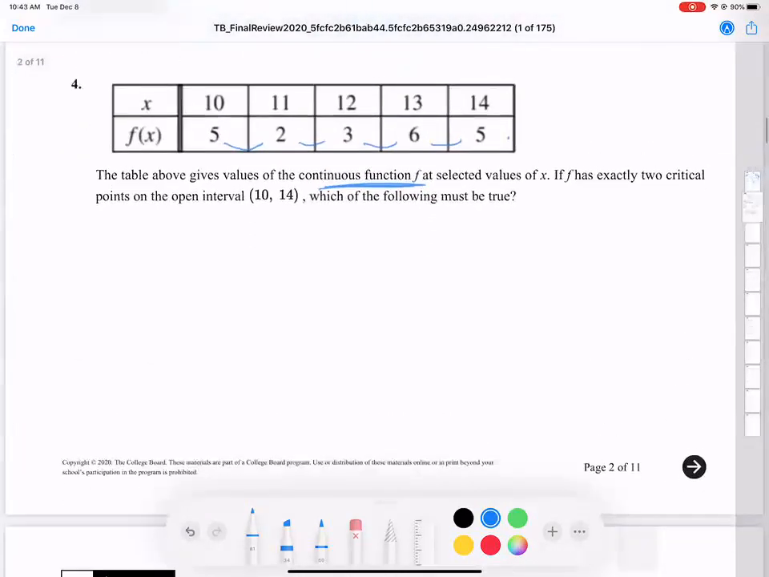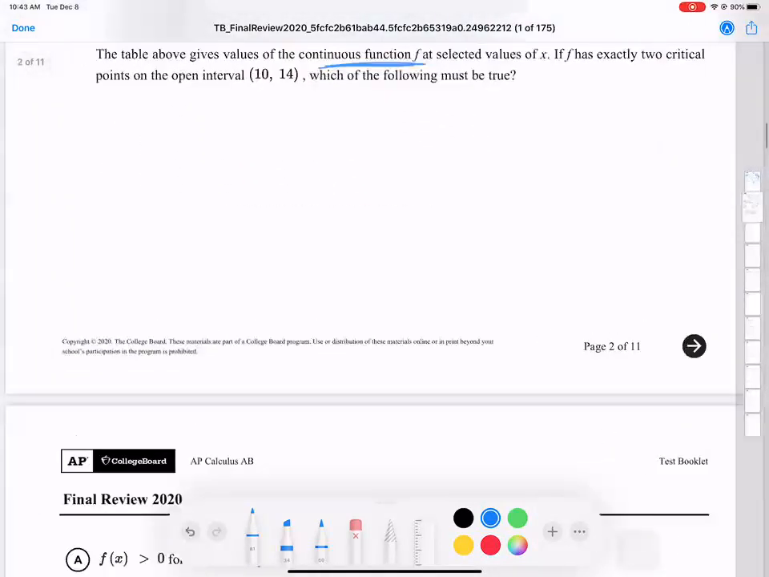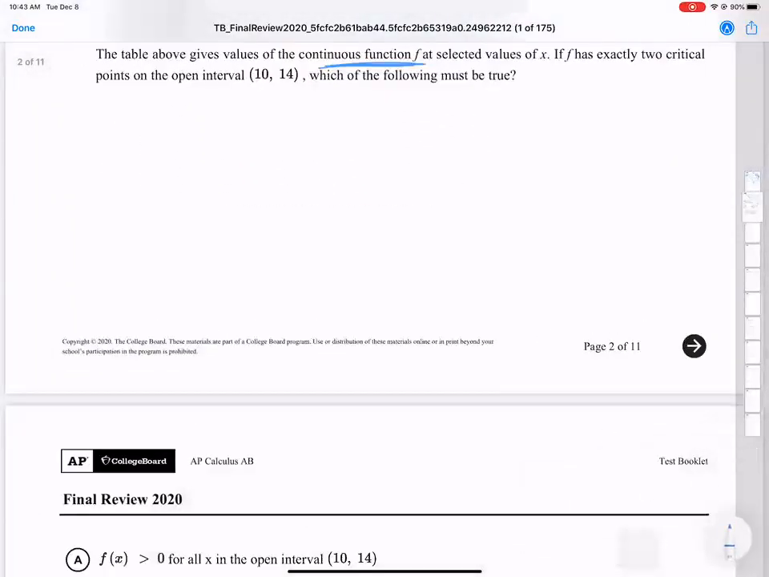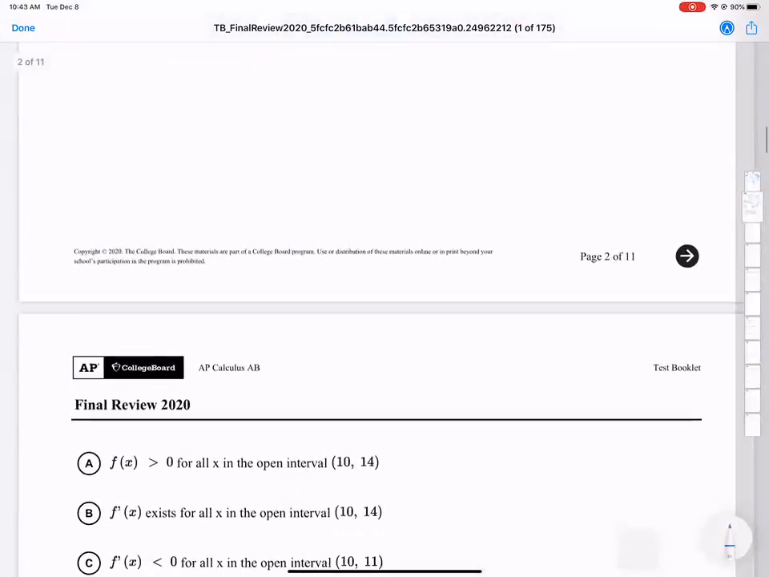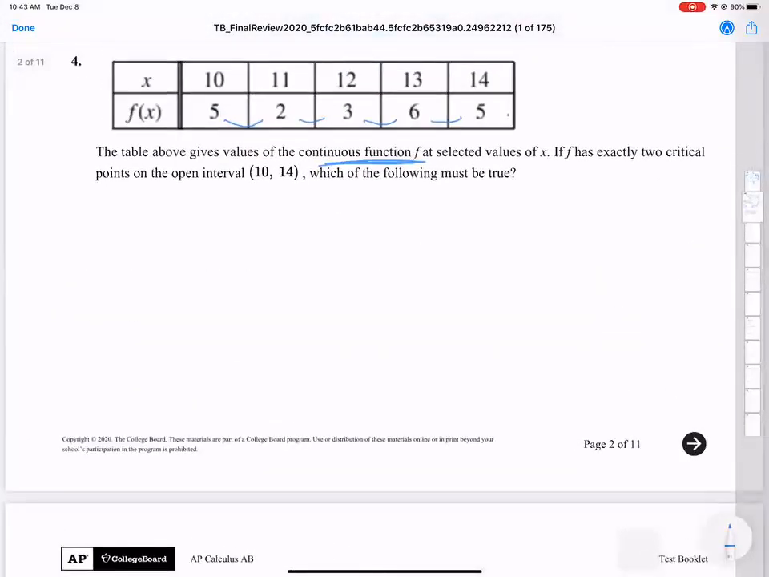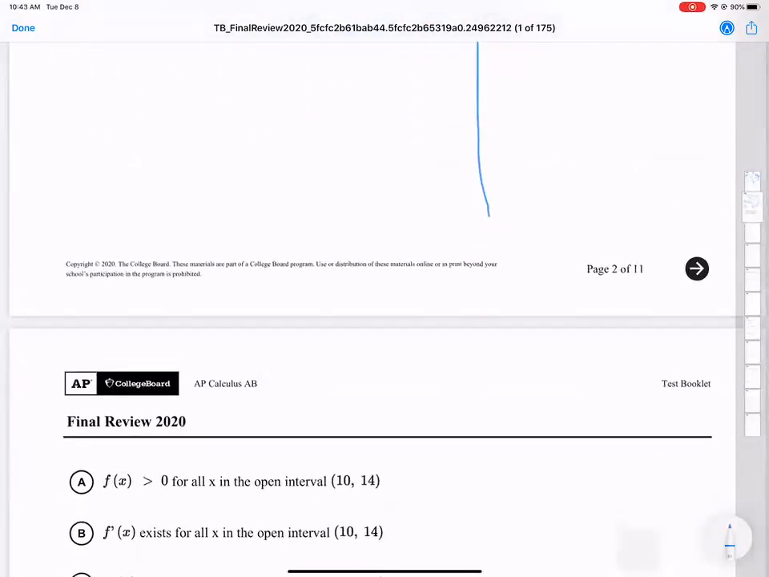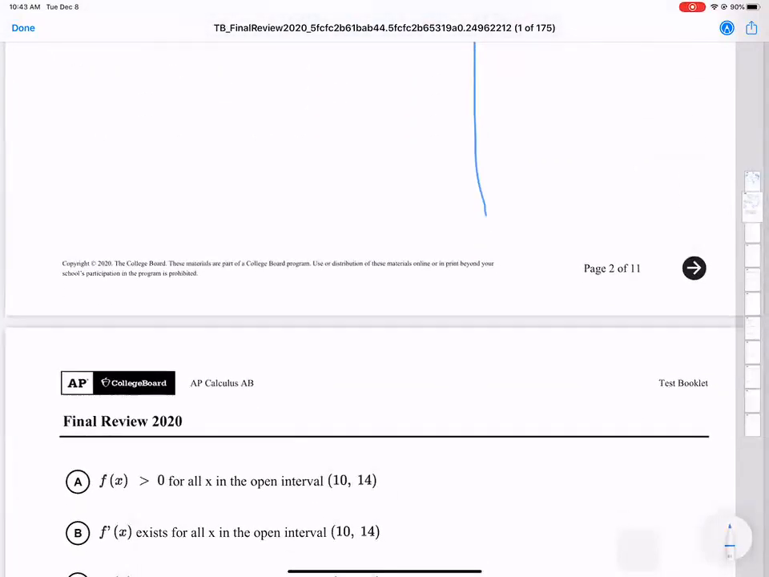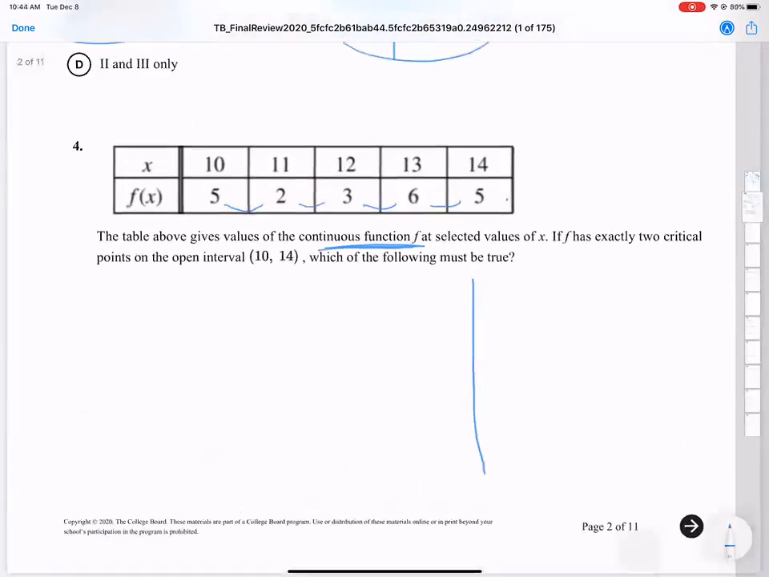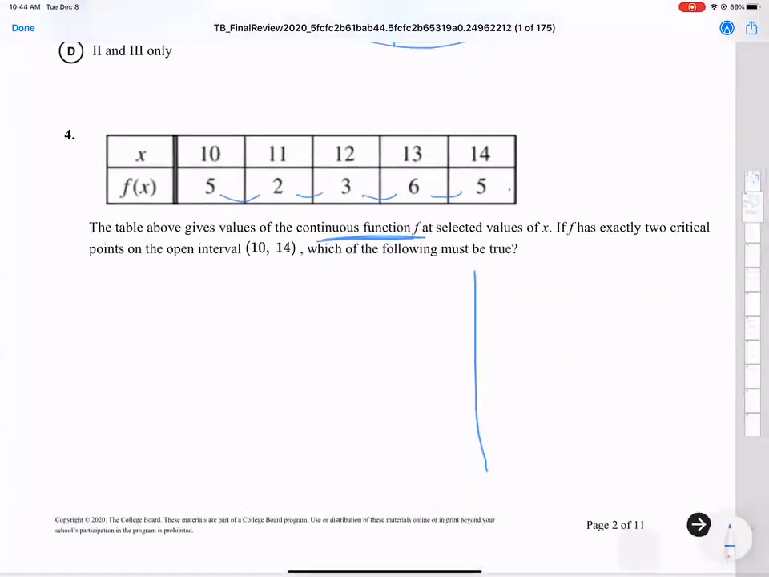Okay. Let me shrink this if possible. Darn, I need to squeeze that. Okay, let's double check. All right. So, which of these must be true? First question A. F is greater than 0 for all x values in the open interval. Is it true that all the x values for sure are greater than 0? So, between 5 and 3, and 2 and 3, and 3 and 5, can you guarantee me that you never went below 0?